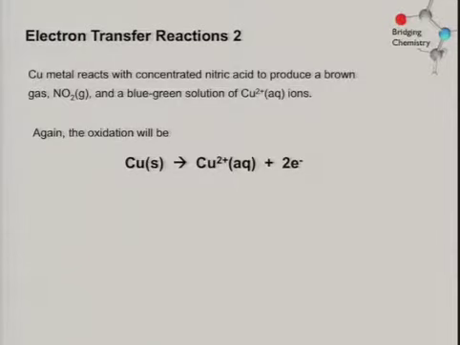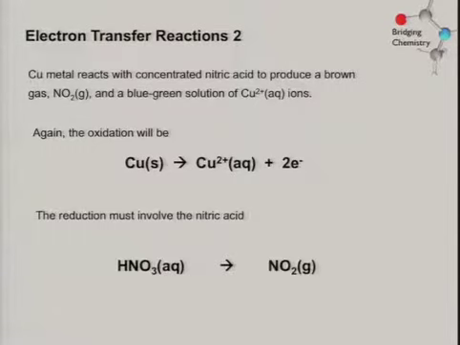So copper goes to copper 2+ plus 2 electrons, and so that's going to be an oxidation or reduction? This is an oxidation, yeah? Because the copper's losing electrons to make copper 2+. So this is an oxidation. And so the reduction must involve the nitric acid. And so we could start this equation by writing this. HNO3, aqueous, goes to NO2 gas. Now this equation is a bit of a tricky one.